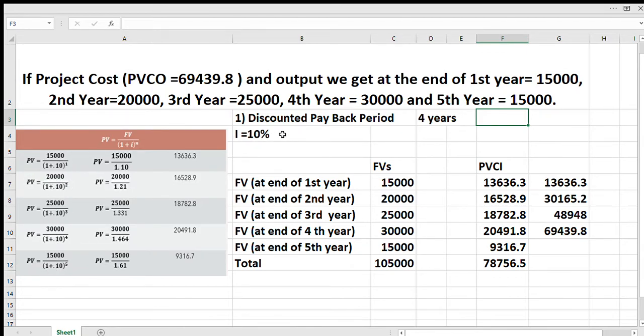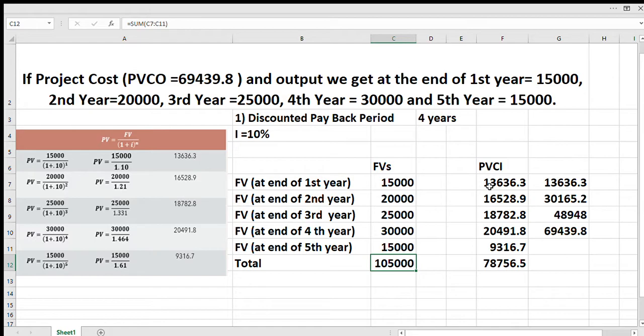Here it all depends on the interest rate, the discount rate, and our interest rate is 10%. If we have a higher interest rate or higher discount rate, the value will be smaller. If you have a smaller interest rate, your value will be larger. So as we found out here, the 15,000 that we will get at the end of the first year will be 13,636.